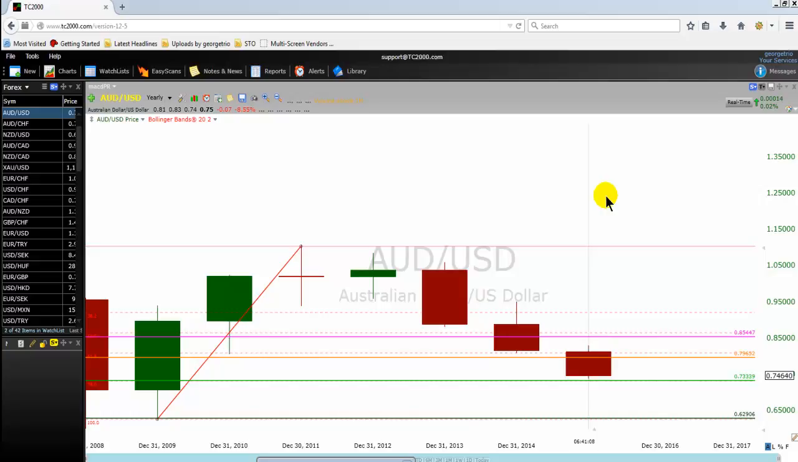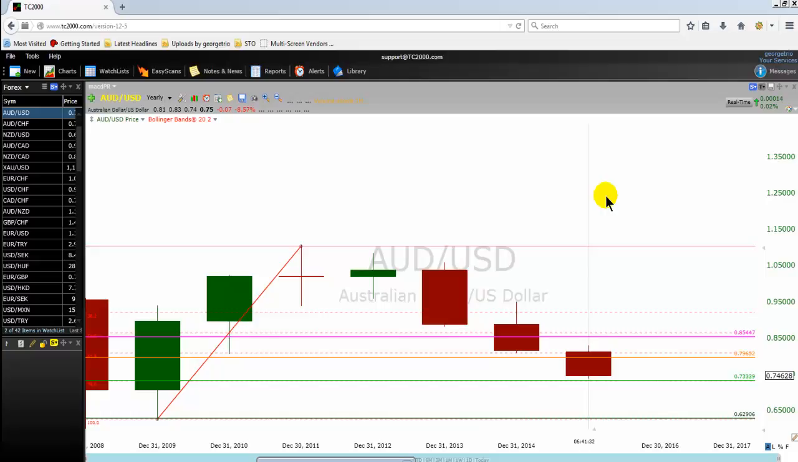We will discuss market indicators that move the Australian dollar, US dollar currency pair. And we will also give traders more Forex trading tips for trading the Australian US dollar currency pair. Let's get started.